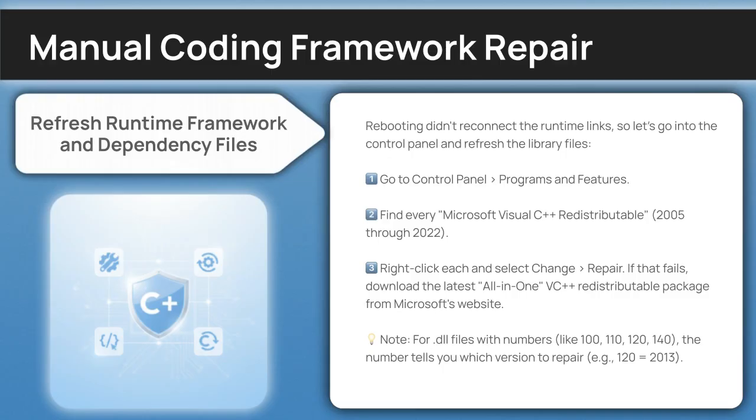Rebooting didn't reconnect the runtime links, so let's go into the Control Panel and refresh the library files. First, go to Control Panel, then select Programs and Features. Second, find every Microsoft Visual C++ redistributable, 2005 through 2022. Third, right-click each and select Change, then select Repair. If that fails, download the latest all-in-one VC++ redistributable package from Microsoft's website.